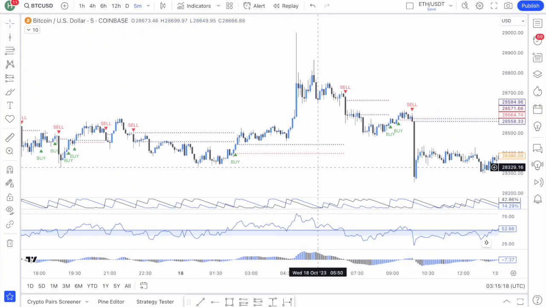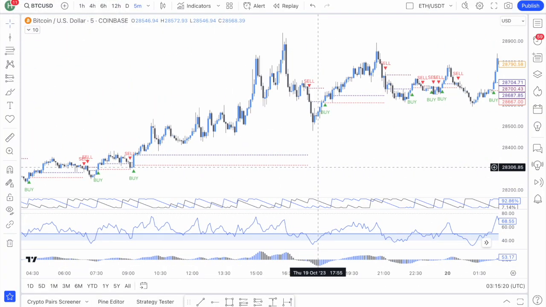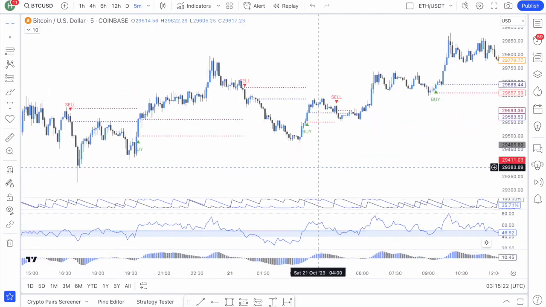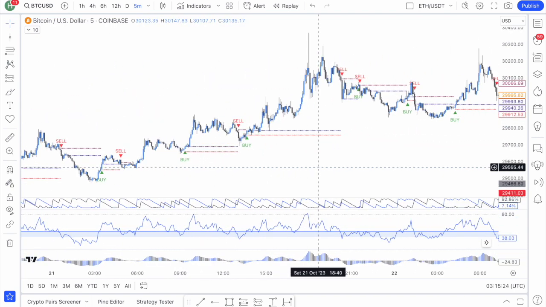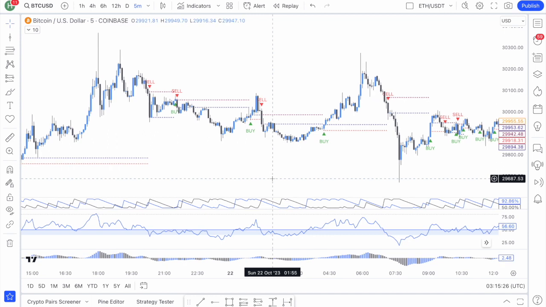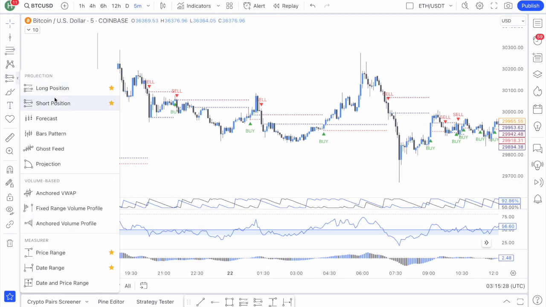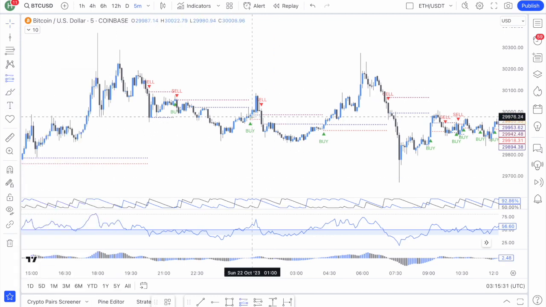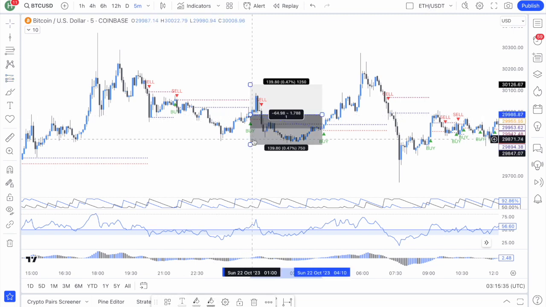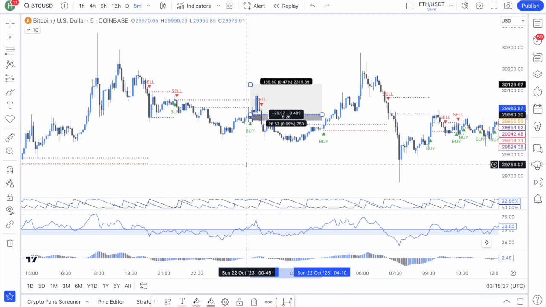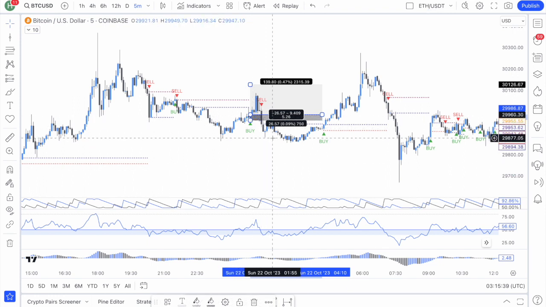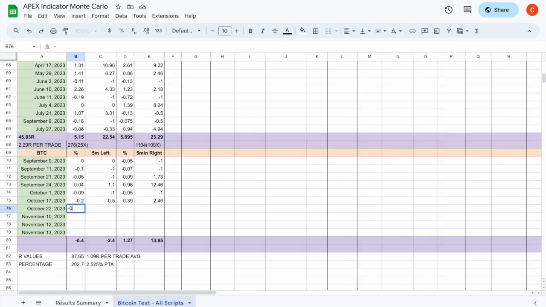So October 22nd is the next one. And so here's your first trade. Looks like it's going to be a stop out. Yeah, stop out -1 at -0.9. So -0.09, -1.